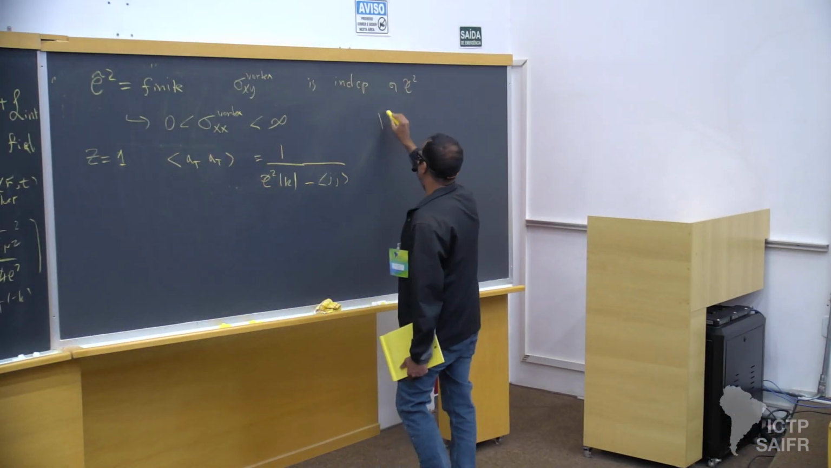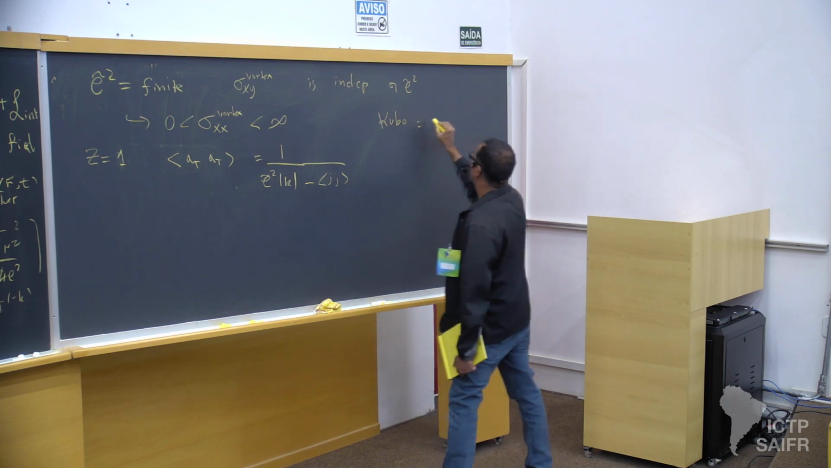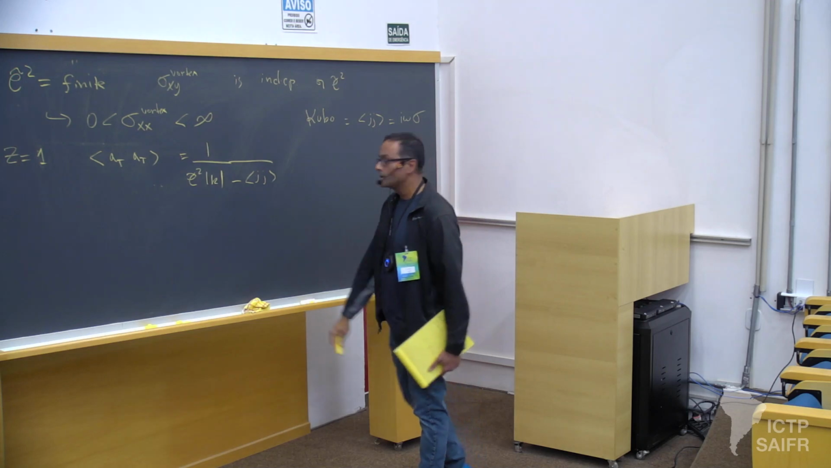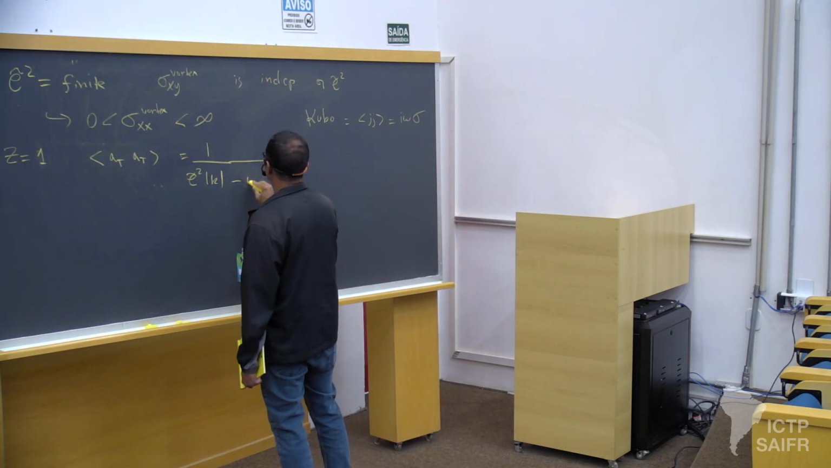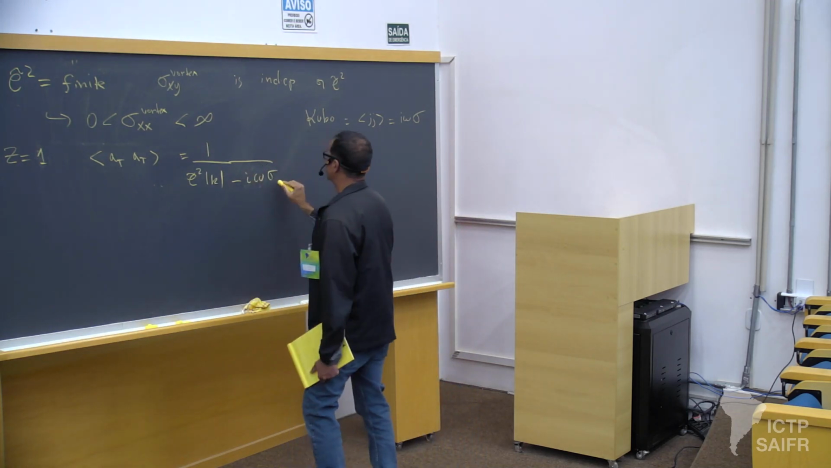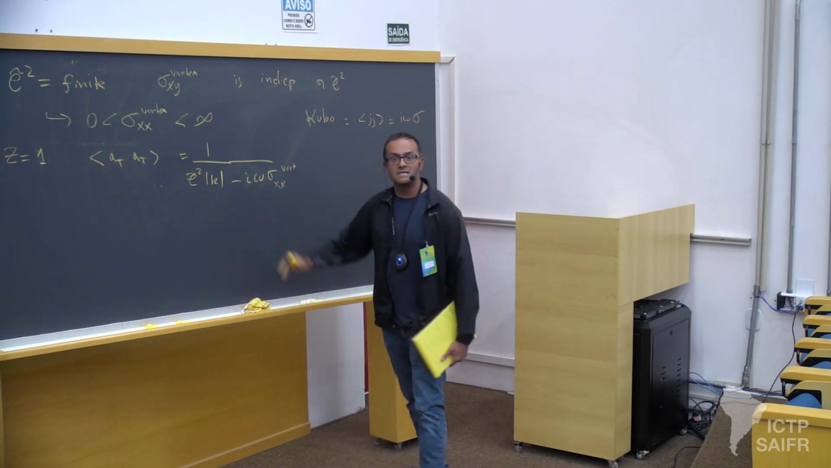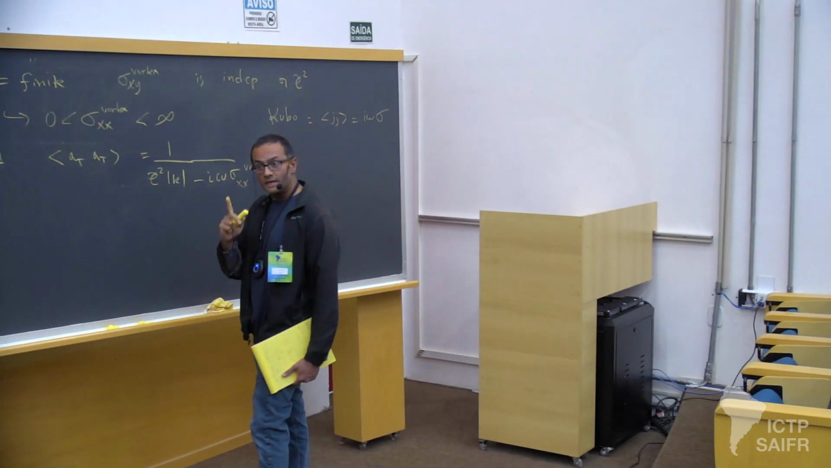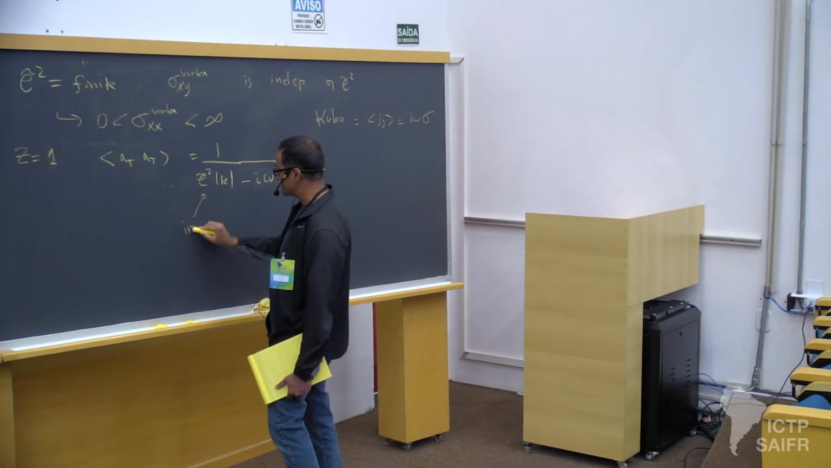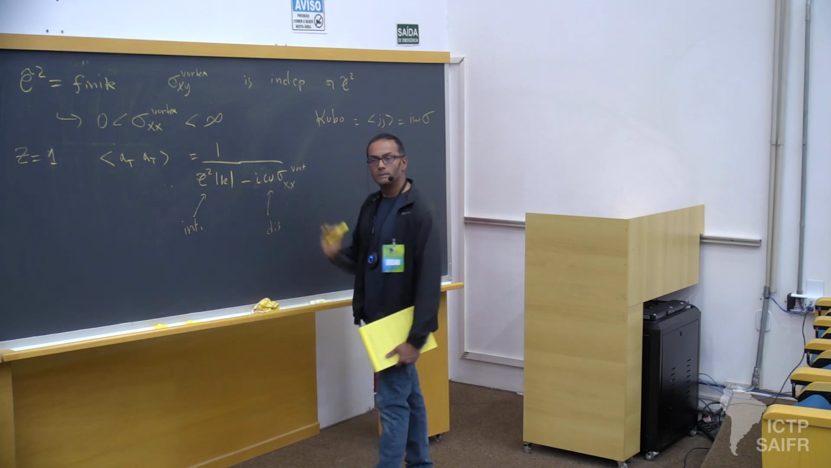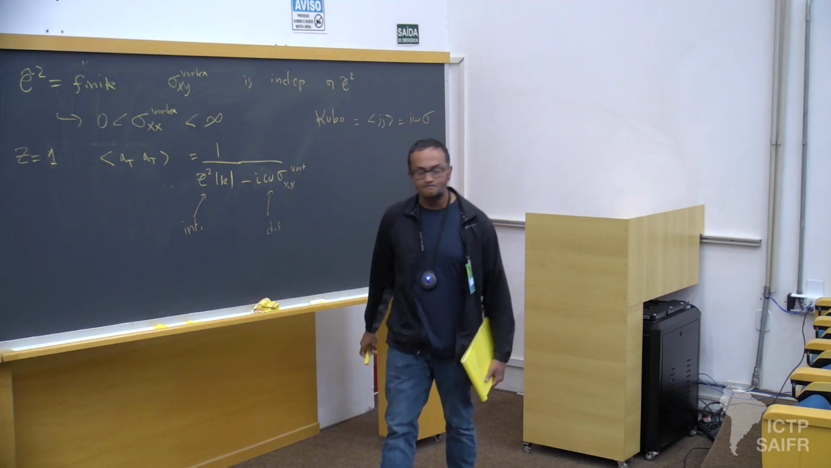So from Kubo, we know that jj is i omega sigma. So this can be replaced by i omega sigma xx of the vortices. So this shows that z is 1. So the beautiful thing is that this requires interactions and disorder. Okay, without both, you can't establish this.